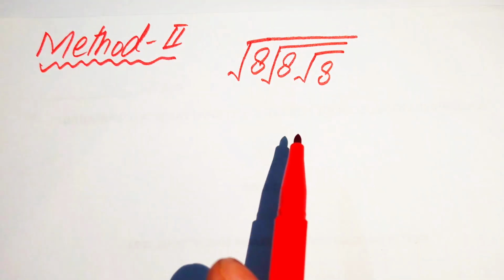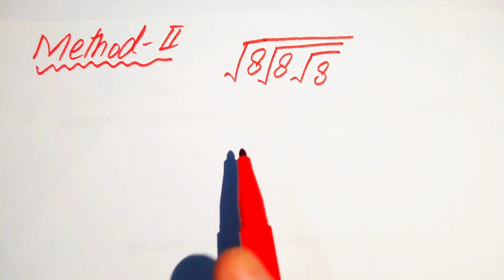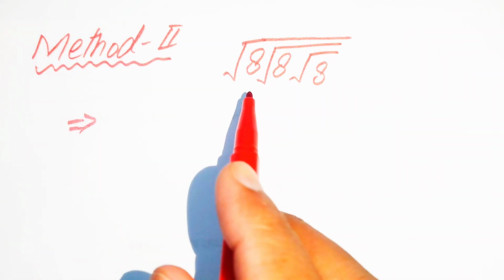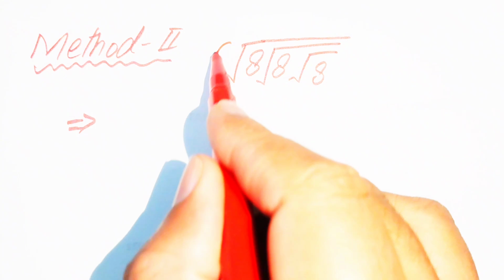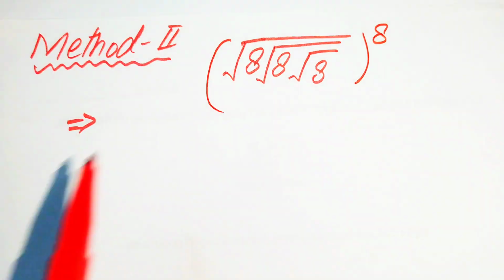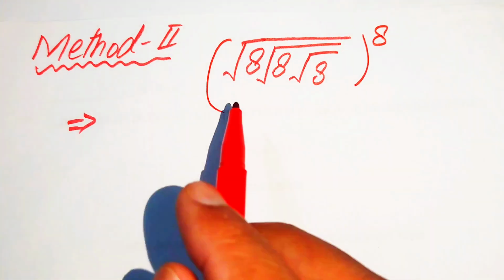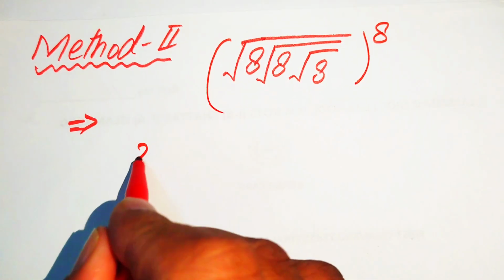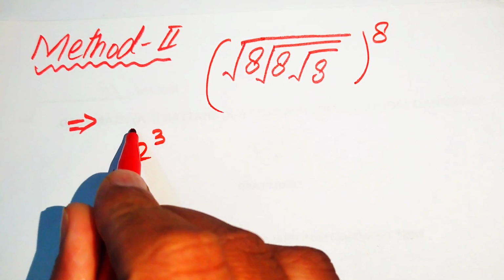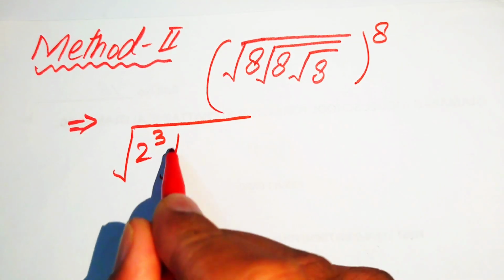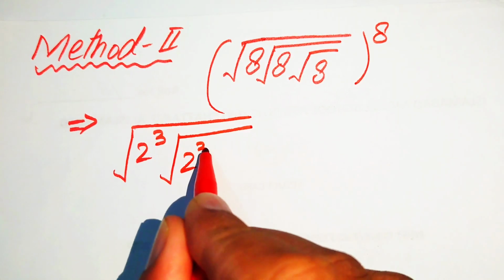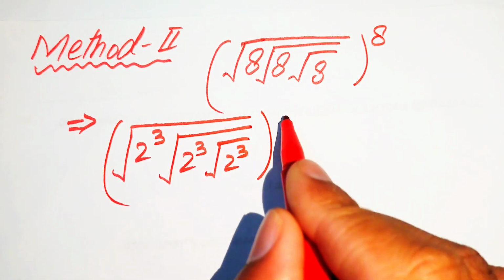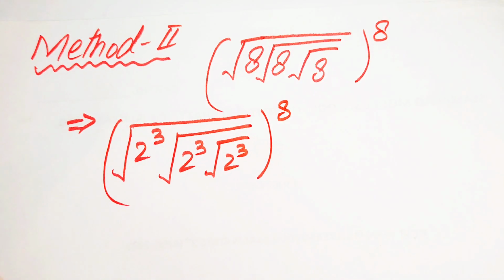Here again we write this algebraic expression in simplified form, so first we write this expression in this form. The exponent of this term is 8. Now first we write this in prime factor form. We know that the prime factor of 8 is 2 cubed, and we write it as the square root of 2 cubed into the square root of 2 cubed, and its whole power is 8.